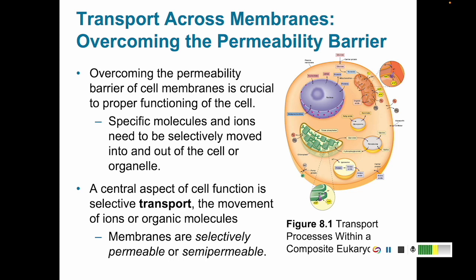So that involves what's called selective transport, or moving ions and organic molecules. And because membranes are able to selectively transport molecules, they are called selectively permeable. Selectively permeable tends to be the phrasing that I prefer to use, but you'll also see the phrase semi-permeable. So some things are able to come in, some things are able to go out, but it's not just a free-for-all, anything move anywhere. It is selective about what is allowed to move where.